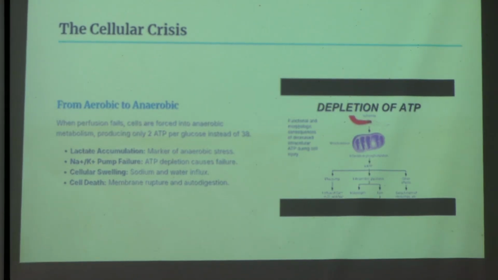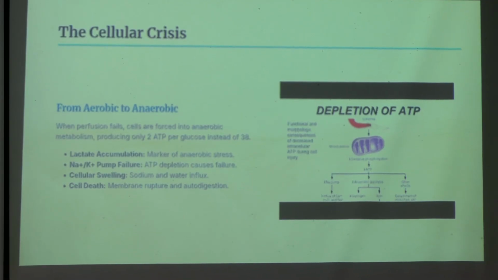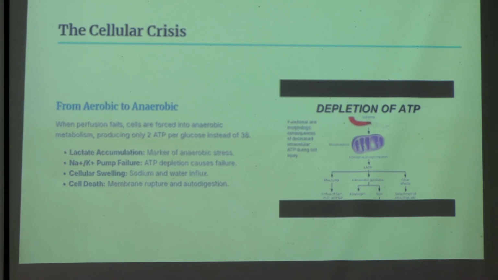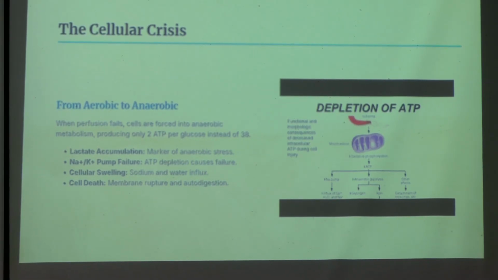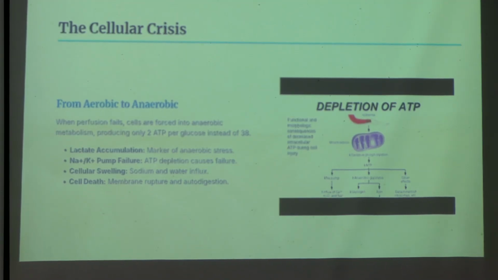Now, from aerobic to anaerobic, how does it occur? When perfusion fails, cells are forced into anaerobic metabolism, producing only 2 ATP per glucose instead of 38. There will be lactic acid accumulation, sodium potassium pump failure, cellular swelling, sodium and water influx, and cell death. So depletion of ATP, that you have to note.